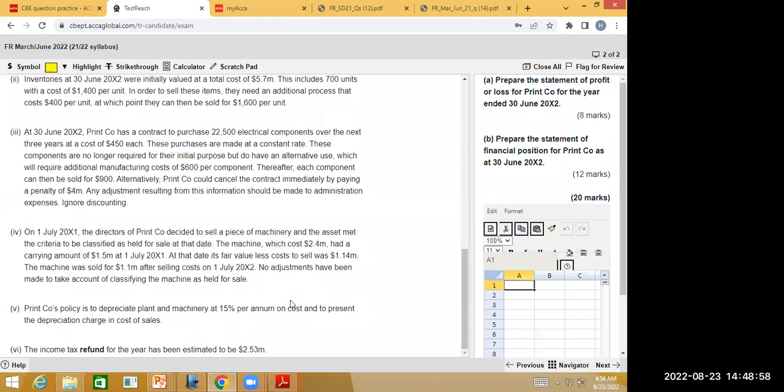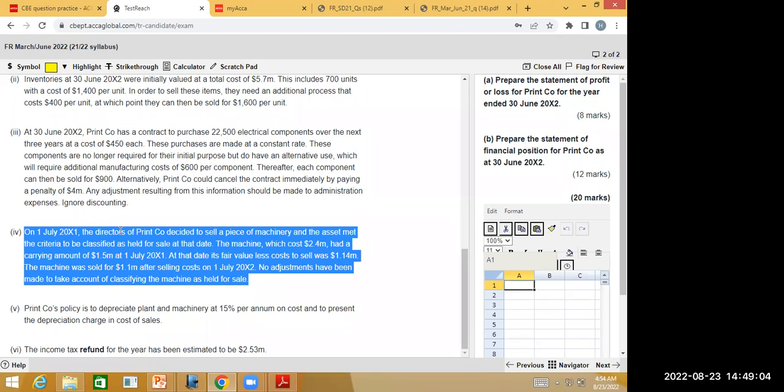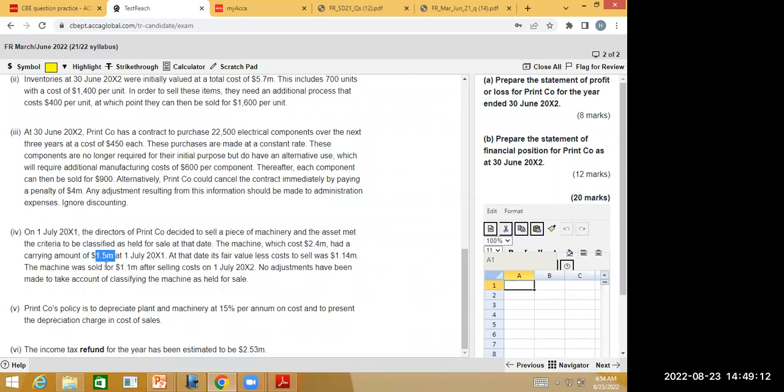So as the machine was classified as held for sale at the start of the year, first we need to calculate the carrying amount. It's already been given, it's 1.5 million. According to IFRS 5, assets under held for sale should be measured at the lower of the carrying amount and the fair value less cost to sell. So right now the carrying amount is 1.5 million and fair value less cost to sell is 1.14 million. So the difference will be recognized as an impairment loss. So what is the difference? 360.